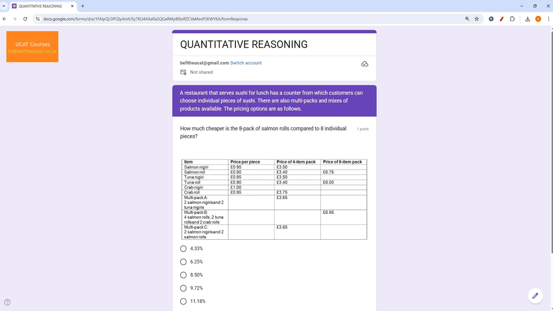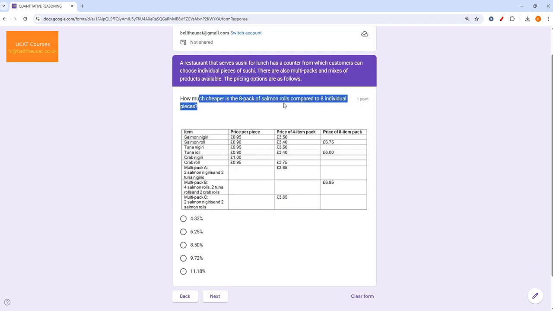Restaurants sell sushi for lunch at a counter. Choose individual, multi-packs and mixes of products available. The prices and options are below. How much cheaper is an 8-pack of salmon rolls compared to 8 individual? So we're looking at the 8-pack of salmon rolls altogether, which is 6.75. The individual salmon roll is 0.9, so 0.9 times 8 is 7.2.